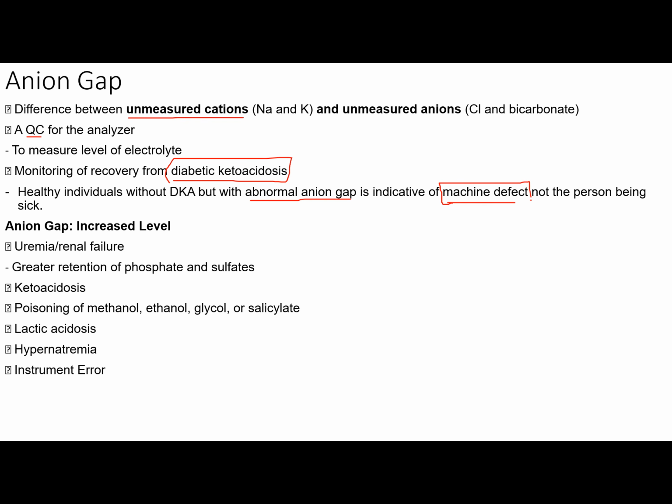the machine is defective. Now, anion gap increased level is seen in uremia or renal failure due to greater retention of phosphate and sulfate. Ketoacidosis, poisoning of methanol, ethanol, glycol, or salicylate. Lactic acidosis, hypernatremia, and instrument error.